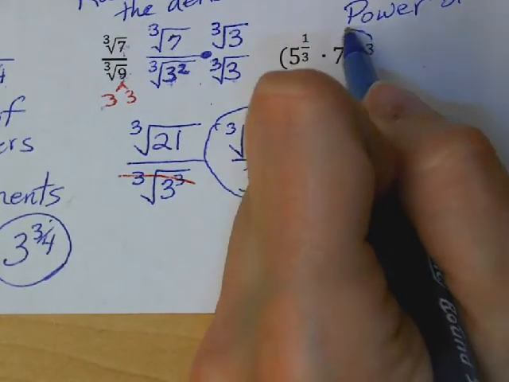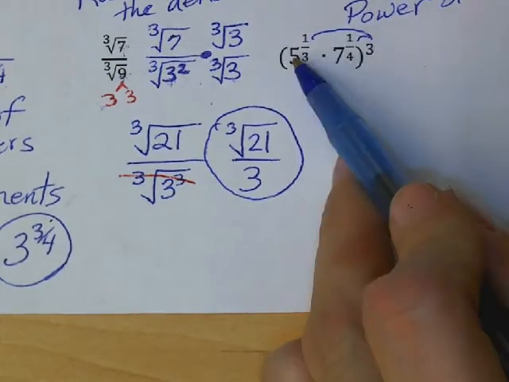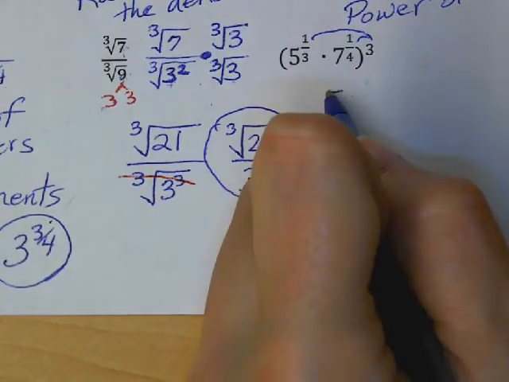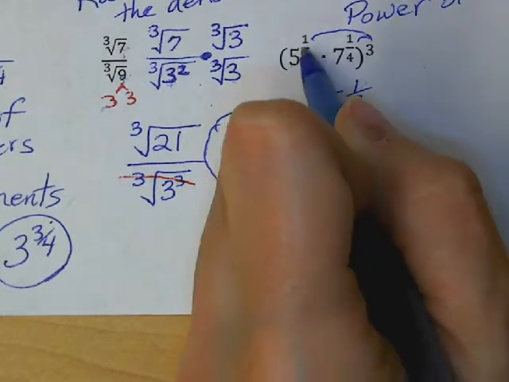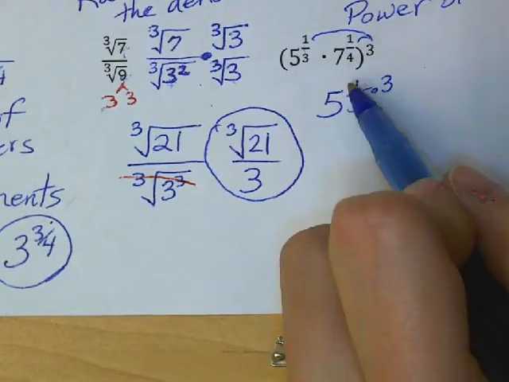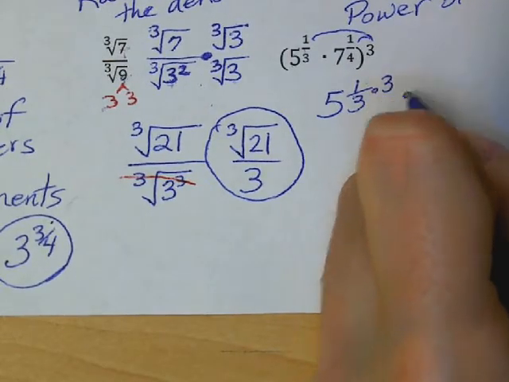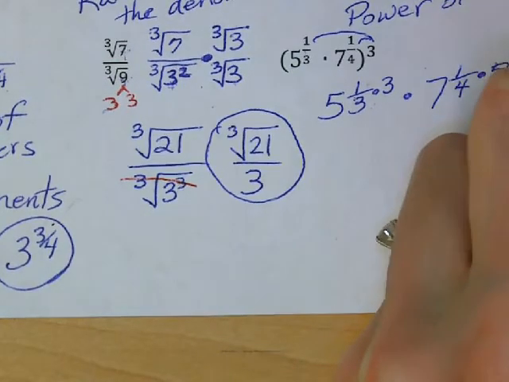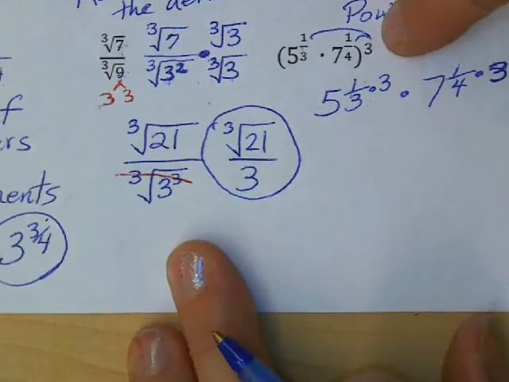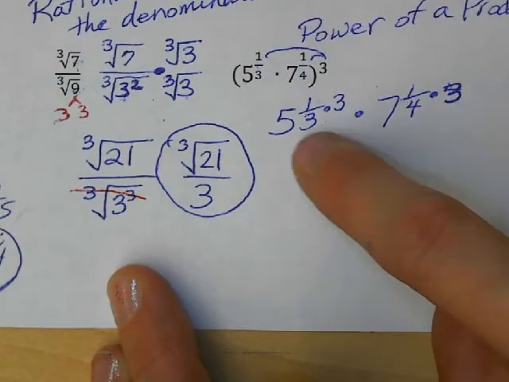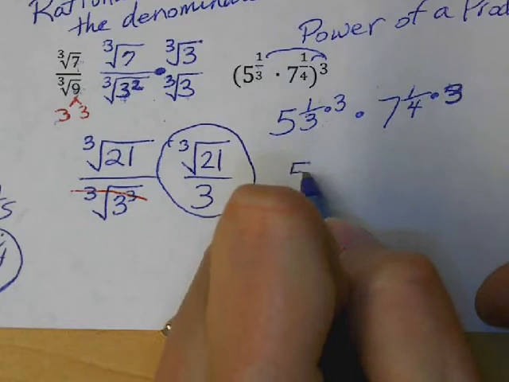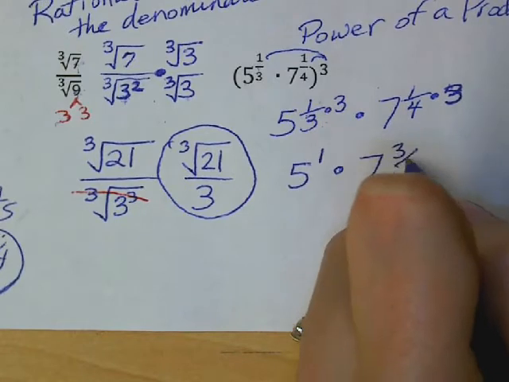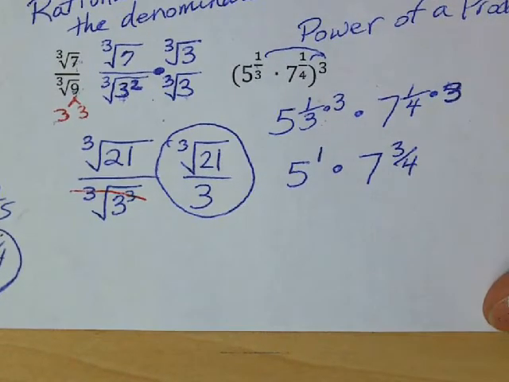Power on the outside, so that 3 is going to times by these other powers inside. So it has 5 to the 1/3 power, and then you just have to times it by 3, the 1/3 times 3. And then you have 7 to the 1/4 power, and you're going to times that little power by 3. It's like distributing that outside thing. So what's 1/3 times 3? Good job, 1. And then 1/4 times 3, that'd be 3/4, 7 to the 3/4.